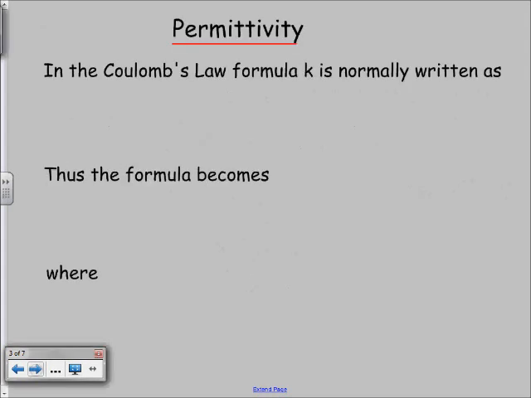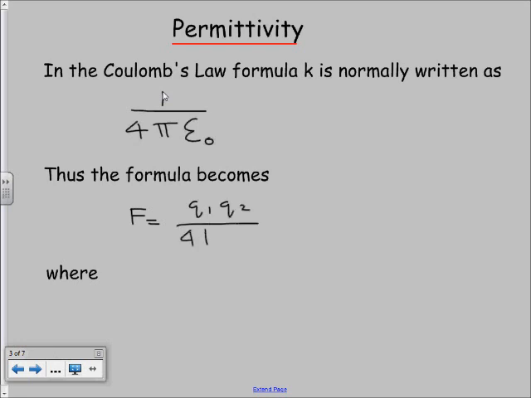Permittivity, just introducing a new idea here. In that previous formula, instead of writing K, at this level of A2 physics we tend to write K as being equal to 1 over 4 pi epsilon 0. I'll explain what the epsilon 0 is in a minute. So the formula becomes F equals Q1 Q2 over 4 pi epsilon 0, that's a subscript, R squared. That's the form of the formula that we generally might work with, though I did the calculation before using the K value instead.